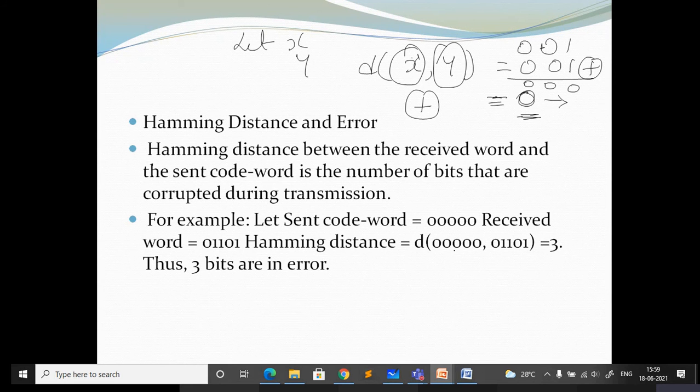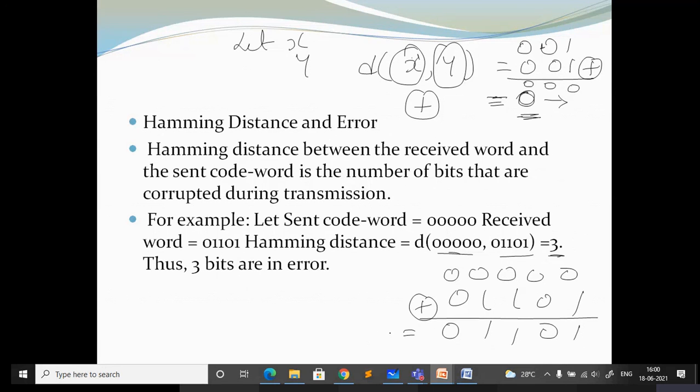You can observe here: this is the code word sent and this is received. When you apply XOR on these two, you are getting three ones. Quickly apply XOR operation here: 1, 0, 1, 1, 0. How many ones? It is 3. Like that you count how many ones, which indicates the number of bits that got corrupted. So 3 bits are in error in the received data.